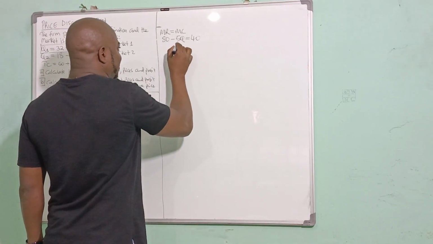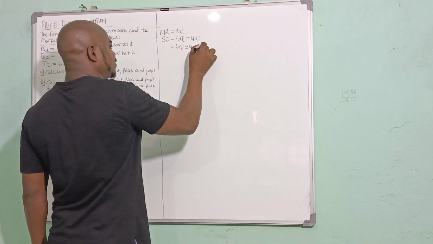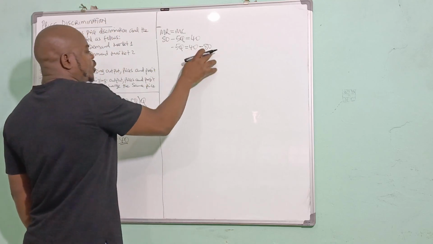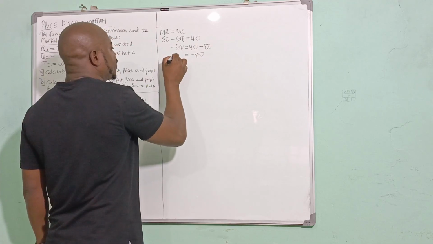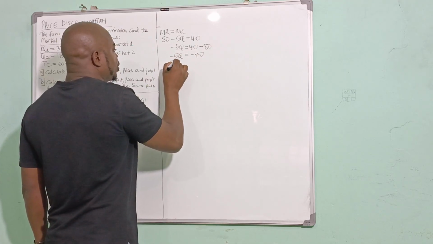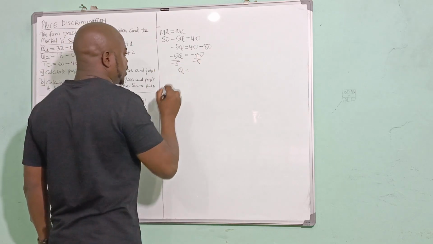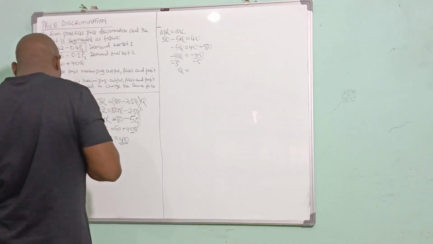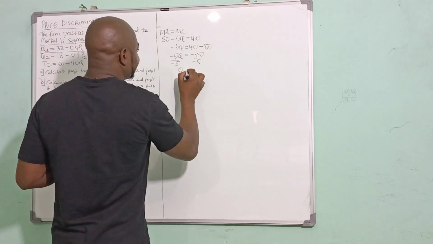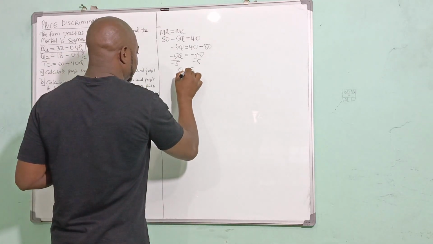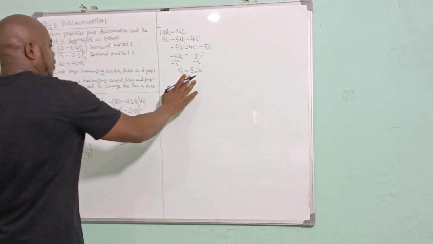The 80 will go that side, negative 5Q here, 40, this will become a negative 80. 40 minus 80 will be negative 40. And then this will be negative 5Q, negative 5 this side, negative 5 this side. Q is equal to negative 40 divided by negative 5, that's 8. 8 units. So our Q is basically 8.